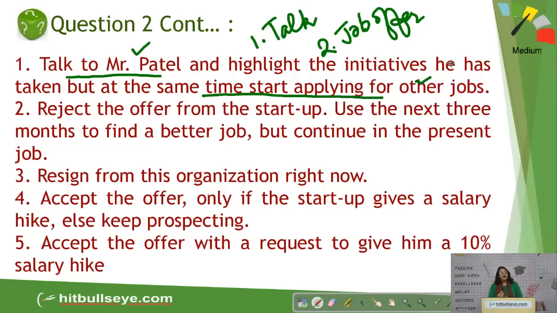He should talk and at the same time keep looking for a job. The second option, reject the offer and in the next 3 months find a better job. Now this kind of option may look good on the surface, but it doesn't address any of the issues. Neither does he resolve the issue with Mr. Patel, nor does he take up a new job. So both the issues remain unsolved. So this is what I call a totally wrong option.